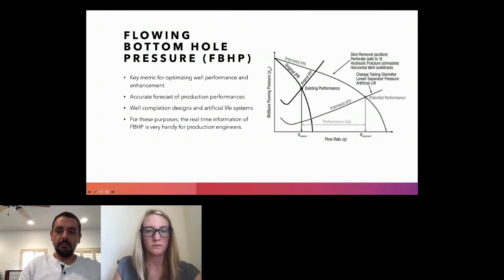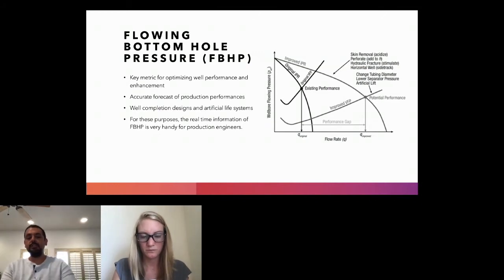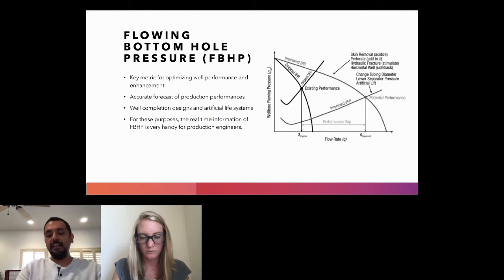The flowing bottom hole pressure is what the production engineer can use to design the productivity index and find out, if they perform certain work or if a certain type of artificial lift is installed, how much improvement there will be from the existing performance. So for these purposes, to create these models, the production engineers need flowing bottom hole pressure.